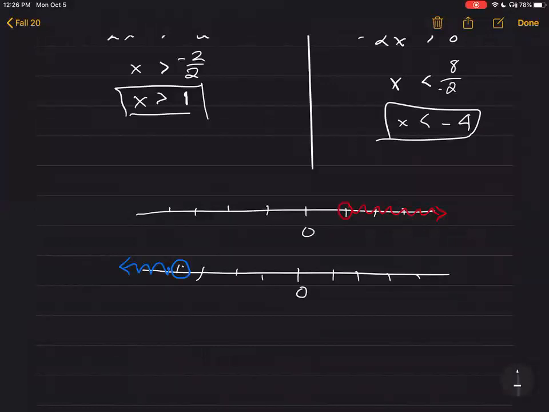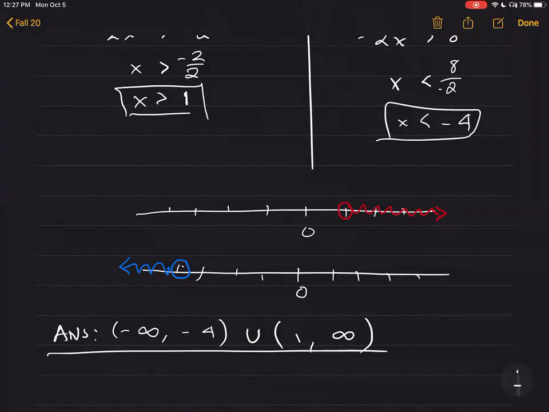So from the red one, we have, actually, let's do the blue one first. From the blue one, we have -infinity to -4, with a parenthesis because it's strictly less than. And then union the red one, which is 1 to infinity. And that would be our answer for this inequality.